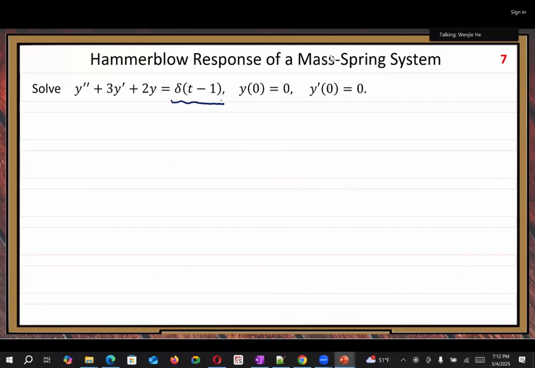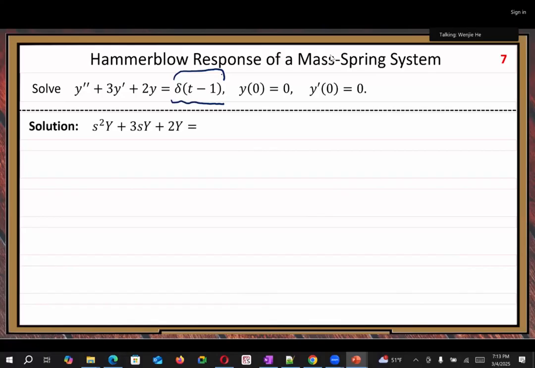But when we do the calculations, you can see the only difference is we just use a different formula for this part, the delta function. And the calculation is almost the same as before. That derivative formula we are familiar with, and the initial value is 0, so each term, the Laplace transform of the first derivative and second derivative, each one has one term.